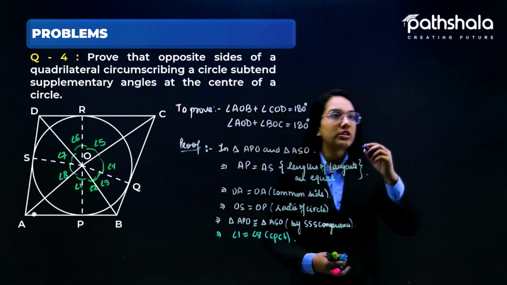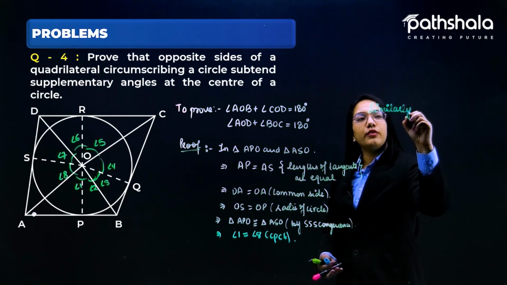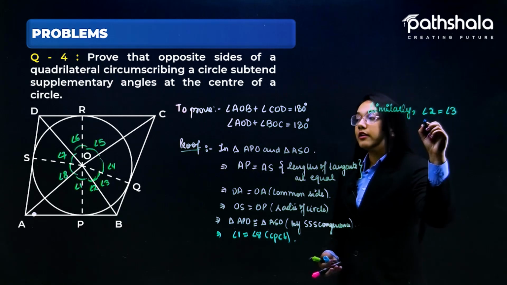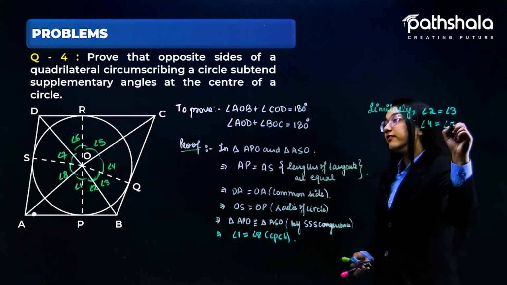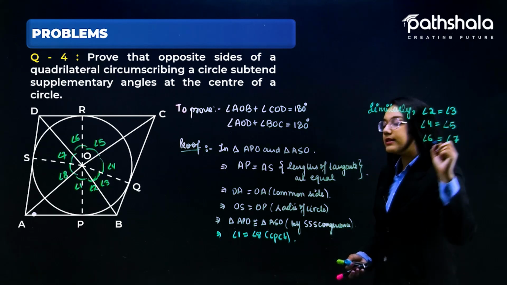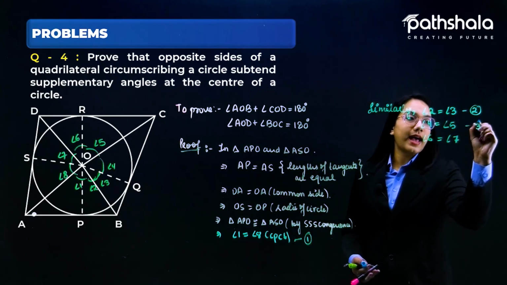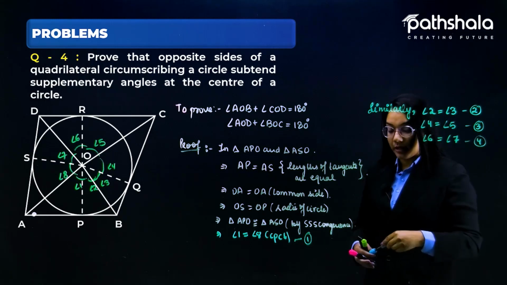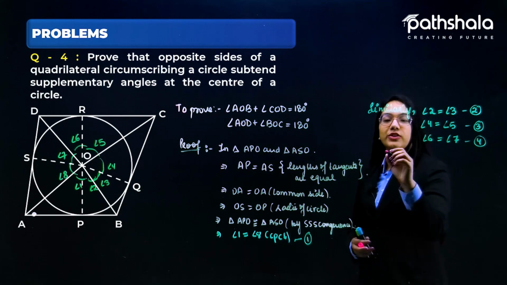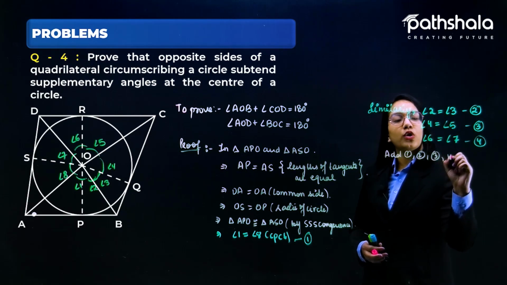Let me take a similar concept. Similarly, we can prove that angle 2 is equal to angle 3, angle 4 is equal to angle 5, and furthermore angle 6 is equal to angle 7. In the same manner as we did for these two triangles, we can prove it for the other triangles as well. I'm writing it over here in a similar manner. We can proceed further, and now I'm taking the sum of all these equations. So let's add 1, 2, 3, 4 all together.